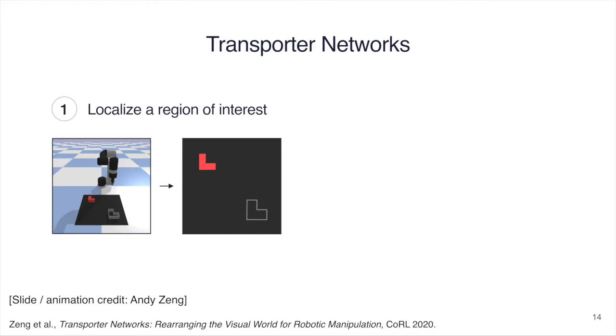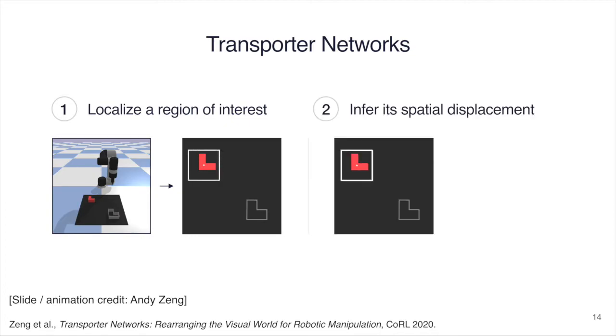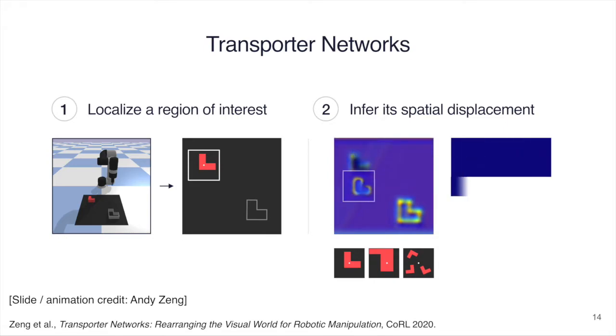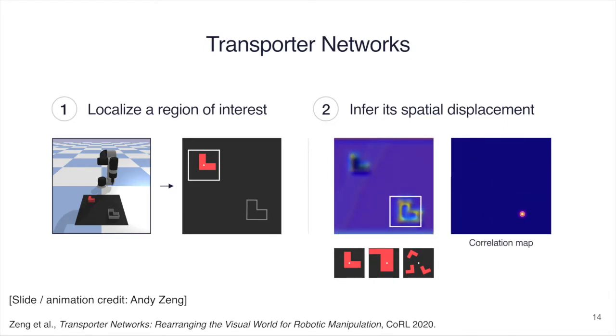Transporter Networks are very well suited for rearrangement. They consist of two main steps. The first is to localize the region of interest, and then to infer spatial displacement, where the localized region can encompass the entire object of interest, part of the object, or multiple objects. Transporter Network does not predict continuous control values. Instead, it takes deep visual features and performs a brute force search over the underlying image to get a correlation map, where the highest value indicates the displacement spot. This is conceptually what a convolution operator does, and so we can efficiently implement this on a GPU.